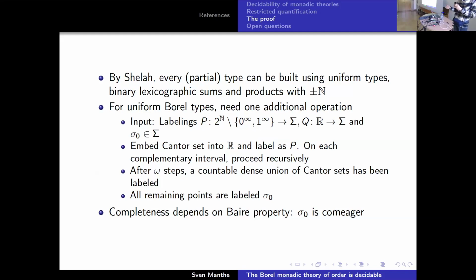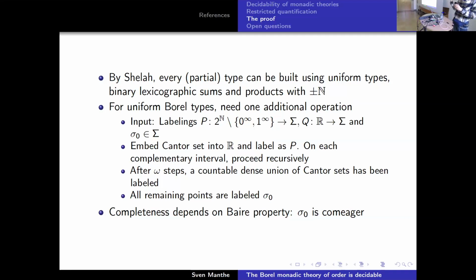So we start with a labeling P of the Cantor set and a labeling Q of the reals, which should be thought of as the labeling on the combinatorial intervals, and a co-meager color sigma 0, which will turn out to be the co-meager label, and this we call sigma 0 here. And the idea is that we embed the Cantor set into the reals. This gives us also already the labeling on a Cantor set, so a small piece of the reals.